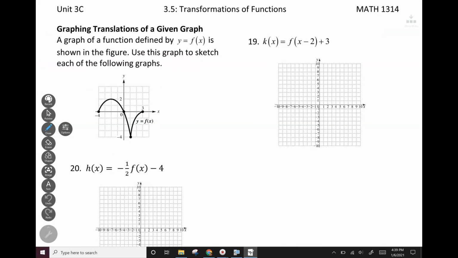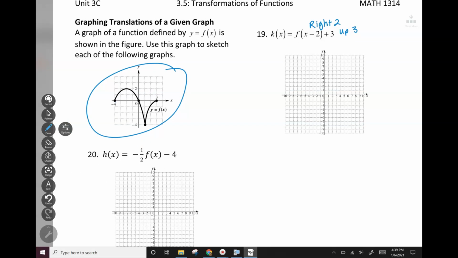All right, graphing translations of a given graph. A graph of a function defined by y equals f of x is shown in the figure. Use the graph to sketch each of the following graphs. So we're going to use this graph and these functions with the transformations to get the new graph. On number 19, I've got a -2 on the inside. That's making my graph go to the right 2. And then the +3 at the end is going to make it go up 3.